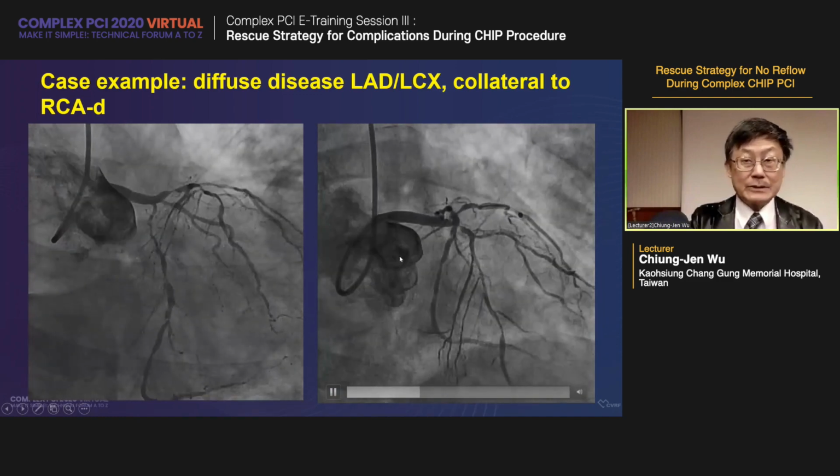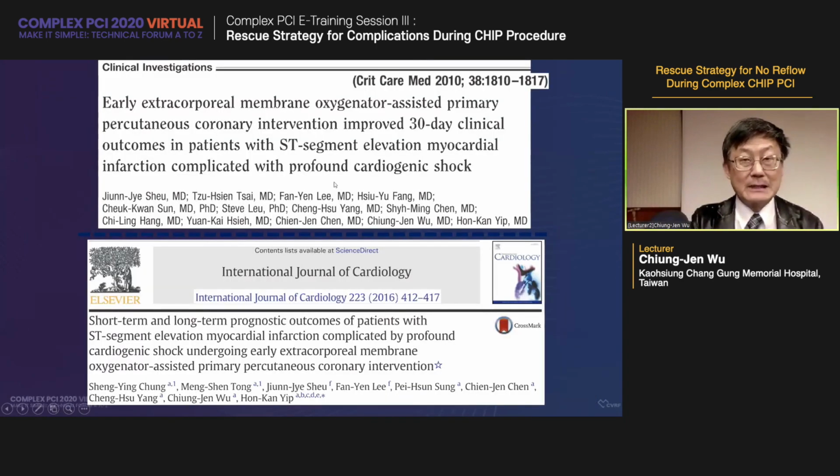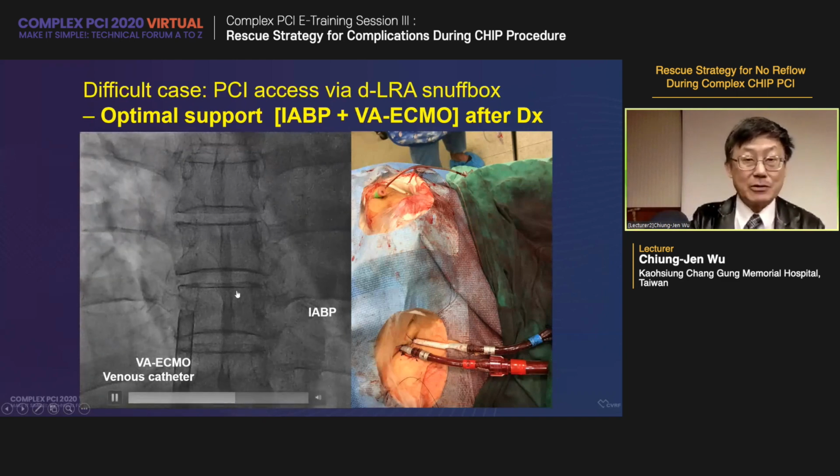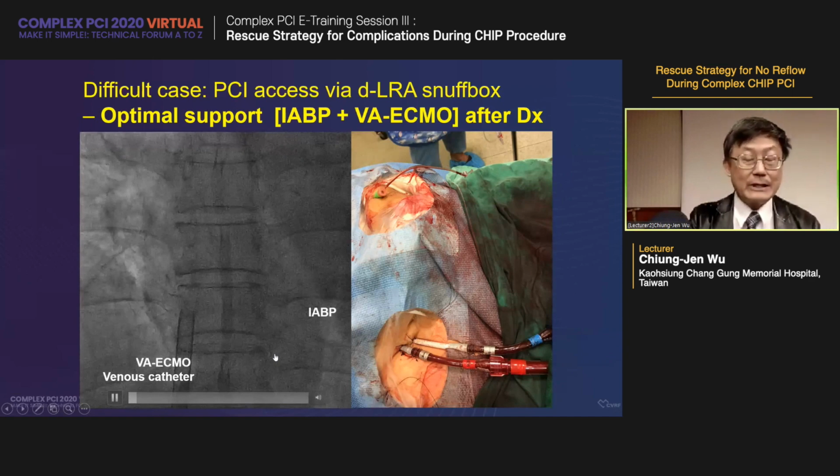So for this case, in our center, we published on early initiation of ECMO and IABP. Two papers suggested early initiation of ECMO can be safe. You know, the 30-day mortality rate can be short, can be safe.